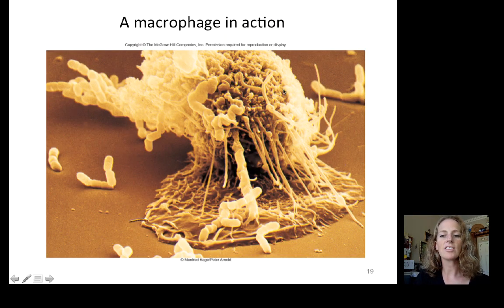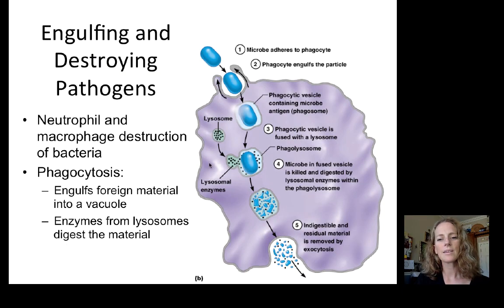So here's a macrophage in action. There's a bunch of E. coli, and there's a big macrophage kind of enveloping and bringing in the E. coli for phagocytosis. Now, phagocytosis looks like this. You have a foreign particle. This huge white blood cell is going to surround it and bring it inside.